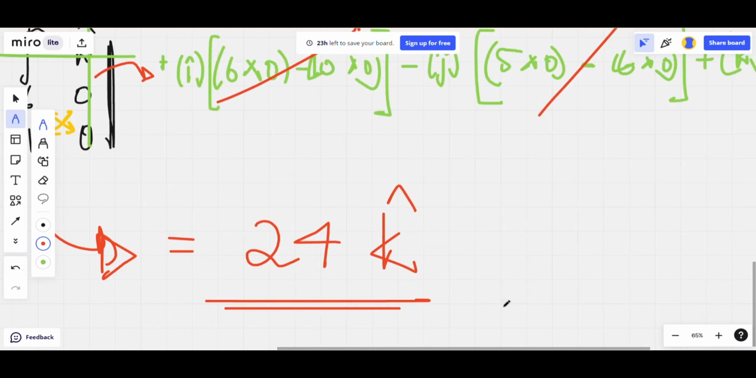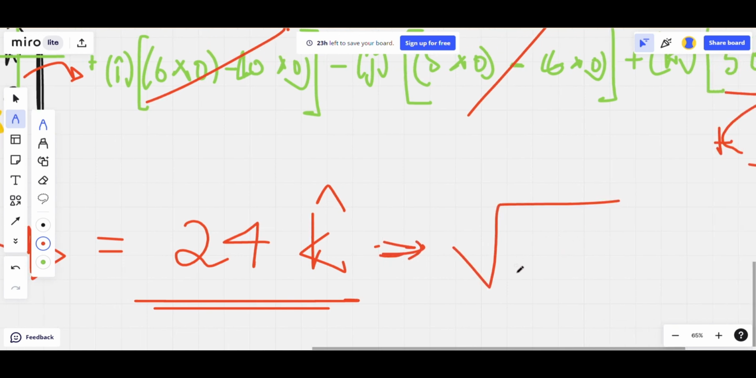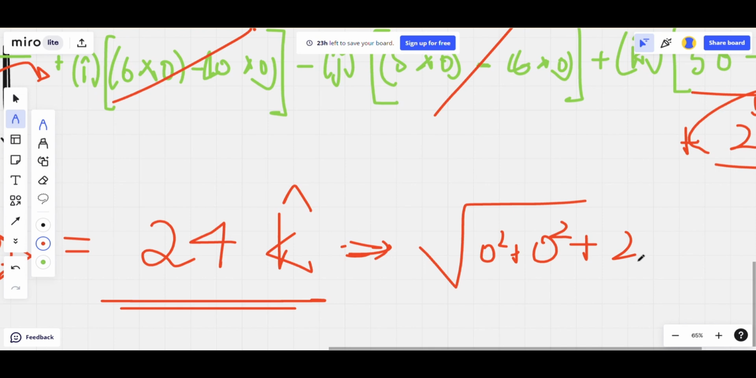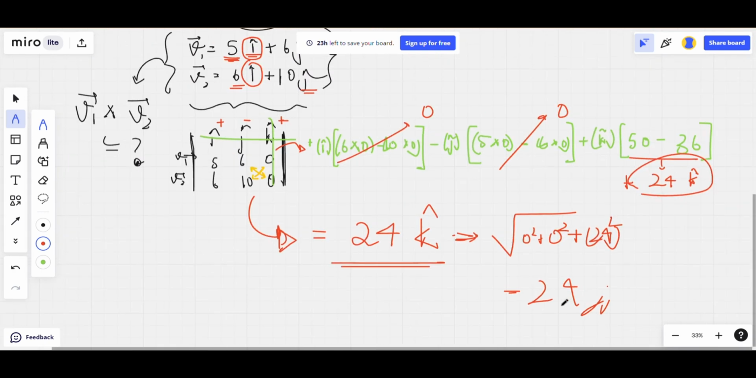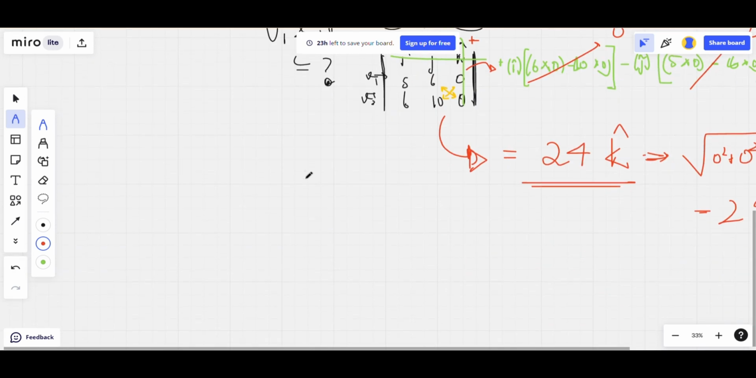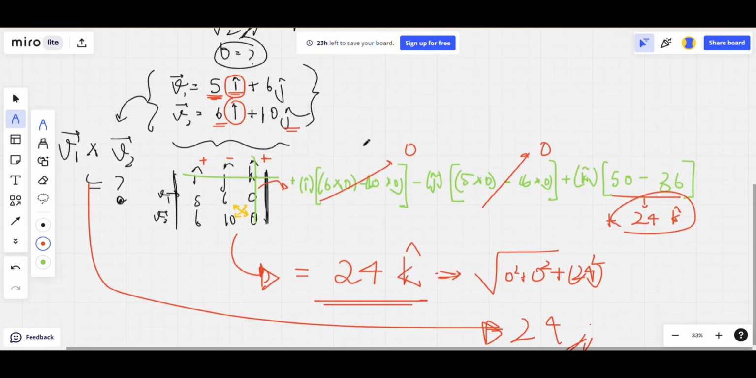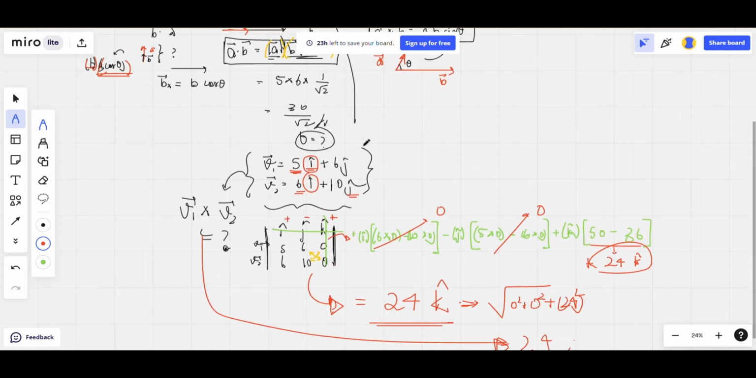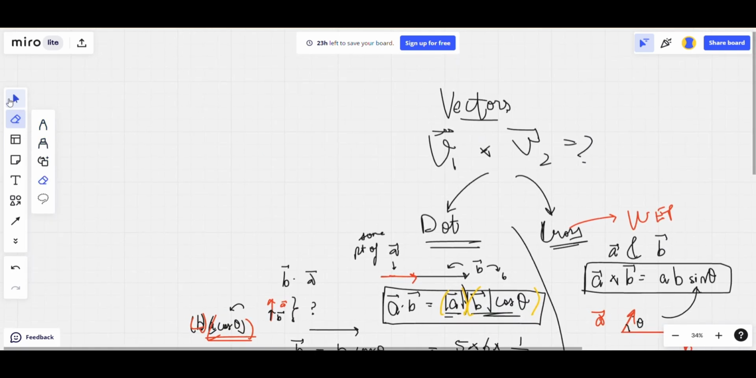What's the magnitude? I just talked about it in the starting. X component is not existent, so 0 square plus y component not existent plus z component is existent, 24 square. So it will be nothing but 24 itself. So that is v1 cross v2. This is the method, the determinants matrices method. This is all about vectors, multiplication and stuff.